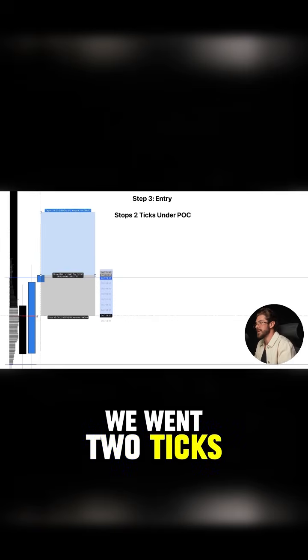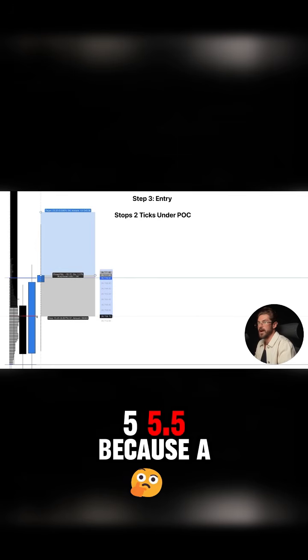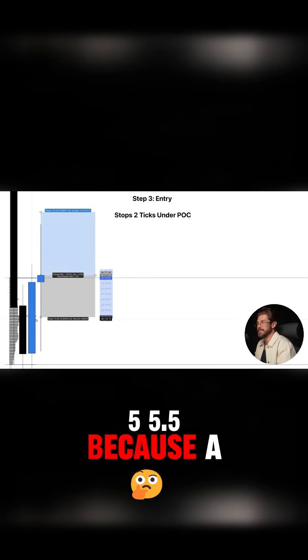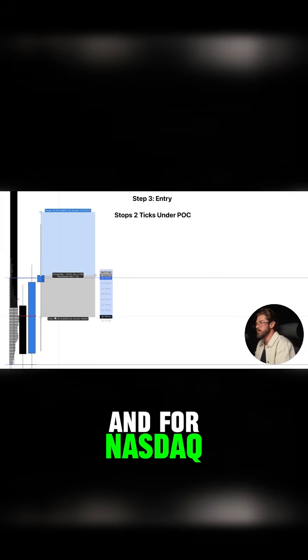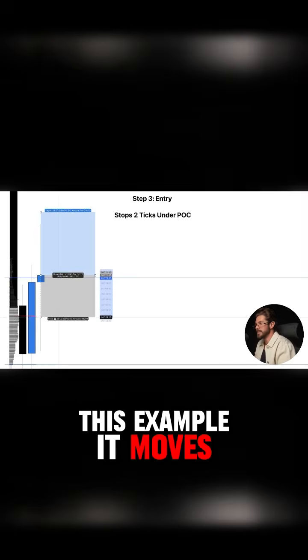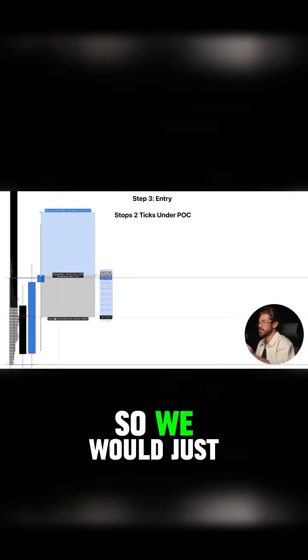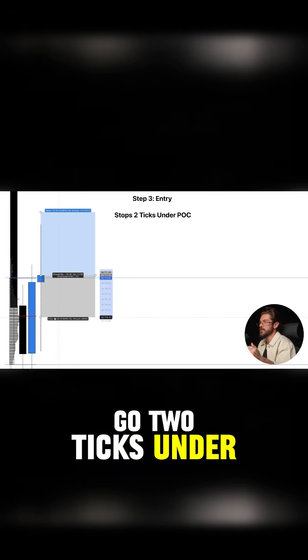So if we went 2 ticks, that's going to be 755.5, because a tick is the smallest amount that the market can move. And for NASDAQ, which we're using in this example, it moves in ticks of 0.25. So we would just go 2 ticks under that point of control.